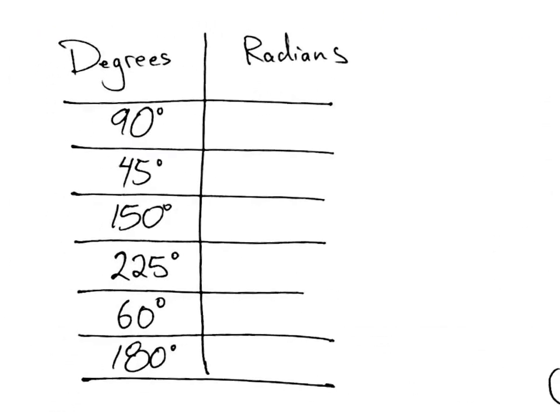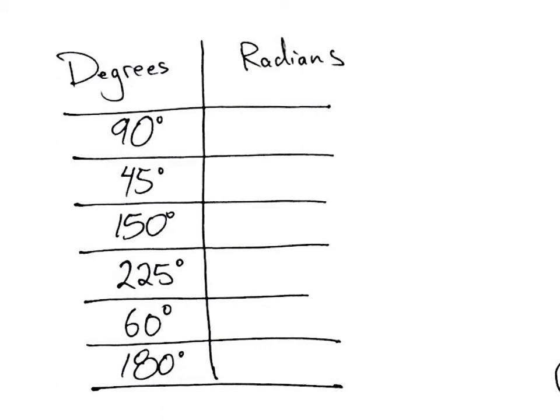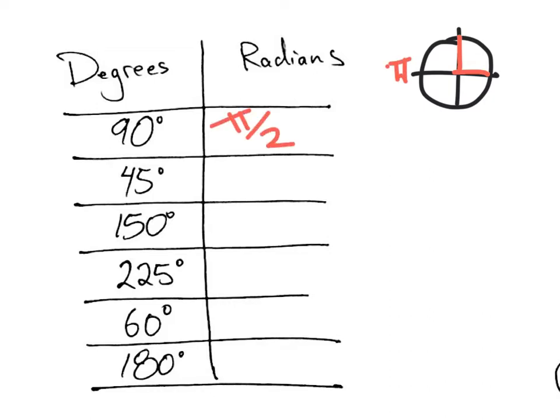But let's do this. This is what we're looking for. So, 90 degrees, how many radians? You picture a little circle. 90 degrees is right here. And remember that that's 1 pi, so we got pi over 2 radians, or half a pi.